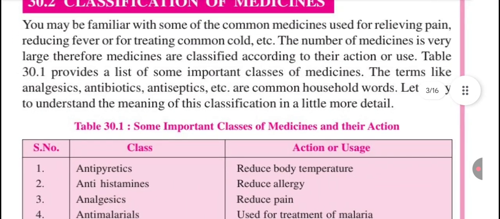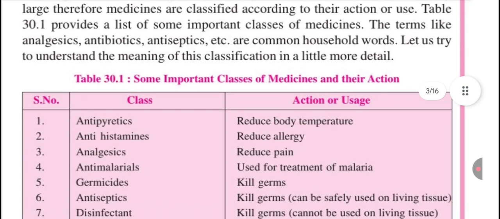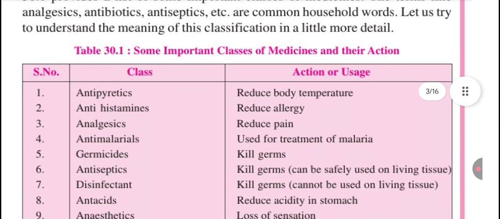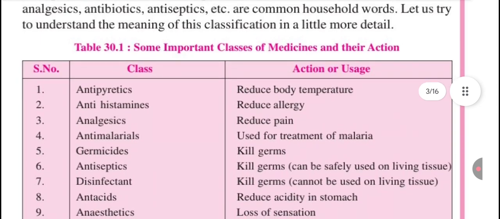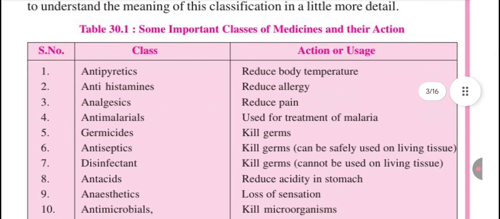Classification of medicines. You may be familiar with some of the common medicines used for relieving pain, reducing fever, or for treating common cold, etc. The number of medicines is very large, therefore, medicines are classified according to their action or use. Table 30 provides a list of some important classes of medicines. The terms like analgesics, antibiotics, antiseptics, etc. are common household words. Let us try to understand the meaning of this classification in a little more detail.